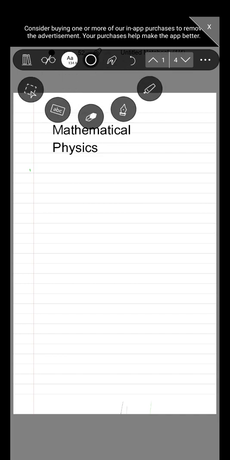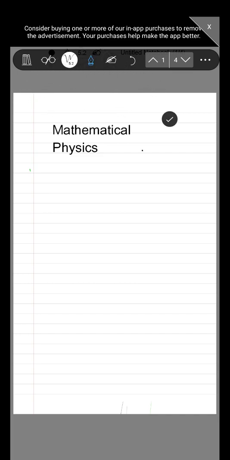Now there are many topics in mathematical physics. For example, there are matrices and tensors, complex differential equations, integrals. So first we'll start with matrices.